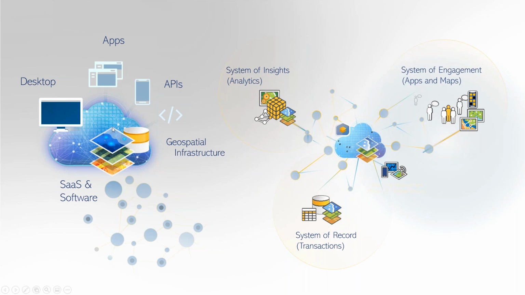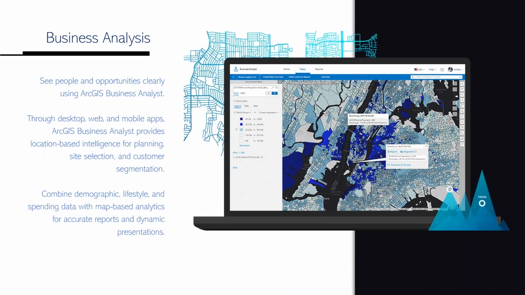Esri provides a software as a service solution called ArcGIS Online for your geospatial, data, and analytical needs. So we see the platform as a system of insight for your analytics, a system of record for your data stored in the platform from spreadsheets and databases, along with a system of engagement with maps and apps to be used across your organization.